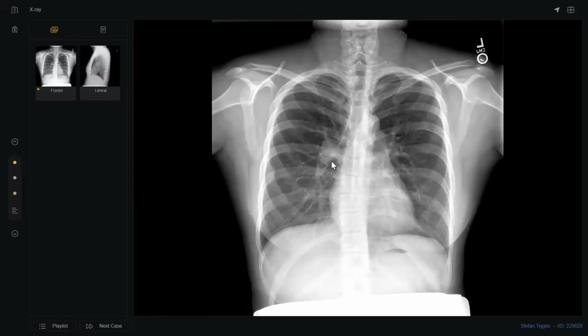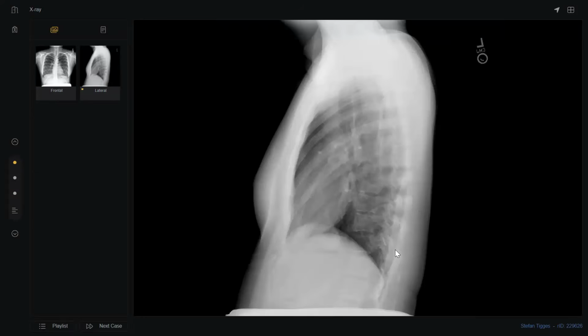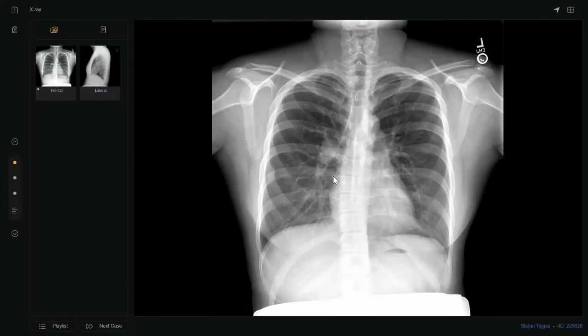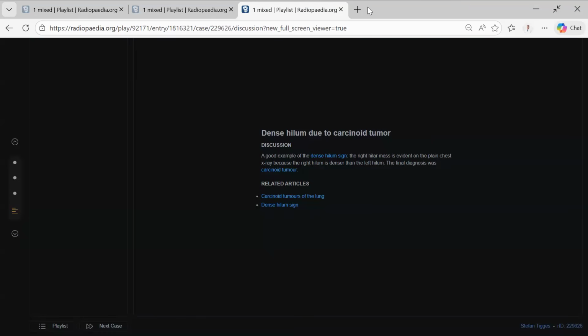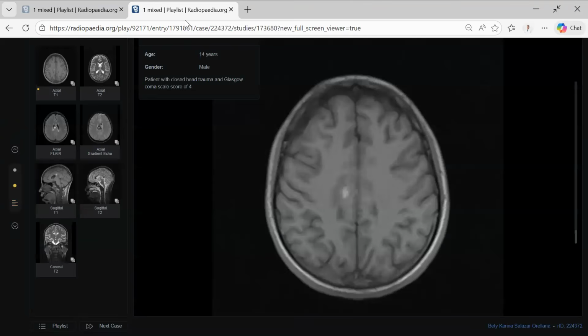Take care, my colleagues, of two signs. Most of us missed them, even in daily work. Dense hilum sign. And another one, another entity, but just by the way, losing the more dark sign here in the lateral. Very important signs, most of us lose them. Okay, take care. Finally, it was dense hilum sign due to carcinoid. Thank you so much. Next and last candidate.